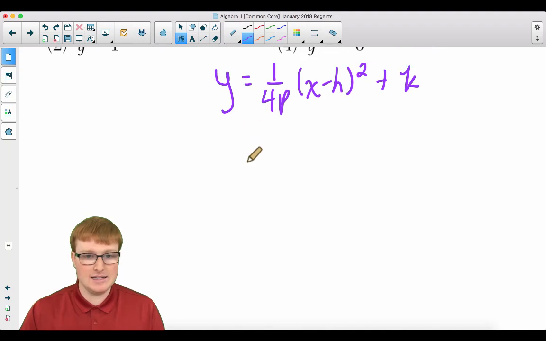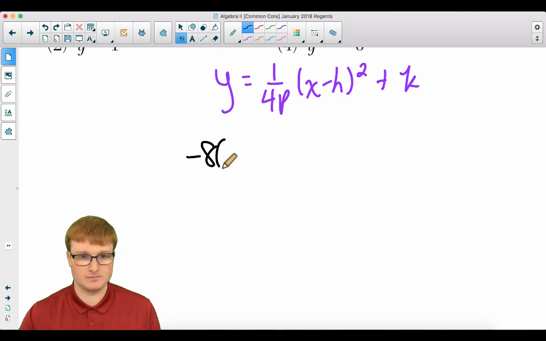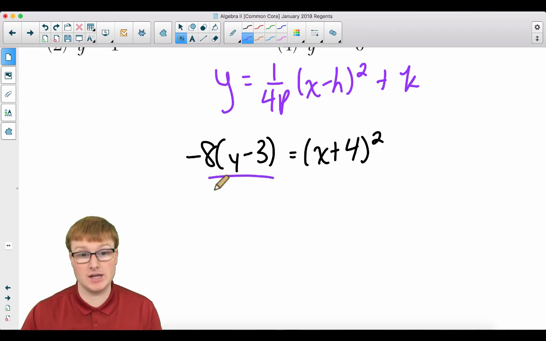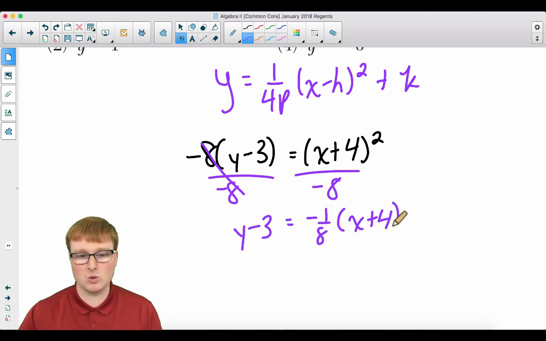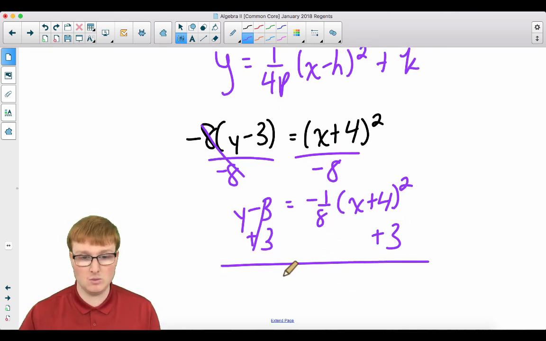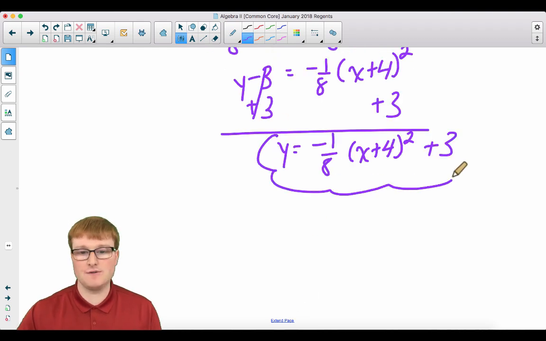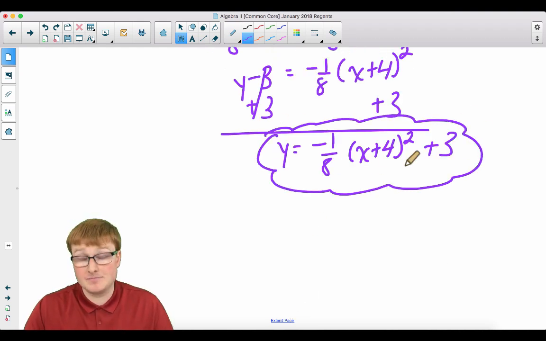So, I need to rewrite this real quick. Negative 8 times y minus 3 equals x plus 4 squared. Cool. I am first going to divide by negative 8 on both sides. We get y minus 3 is equal to negative 1/8 times x plus 4 quantity squared. I'm then going to add that 3 on both sides. And we get y is equal to negative 1 over 8 times x plus 4 squared plus the value of 3. So this is the form that I like and appreciate.